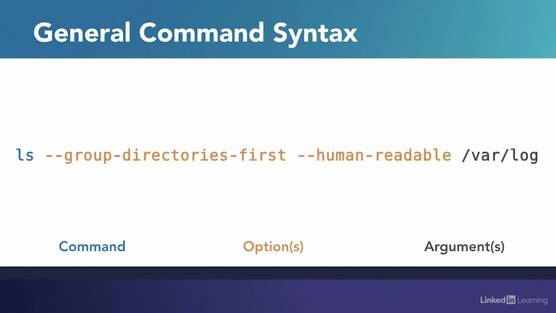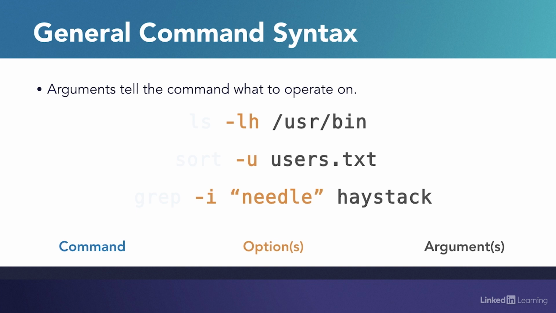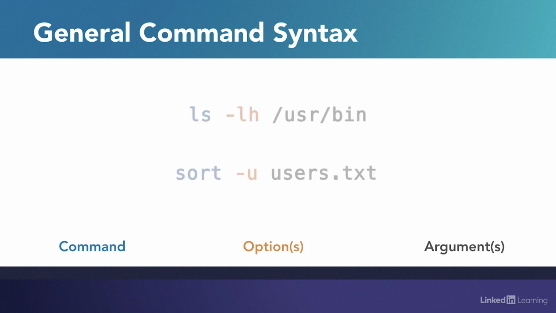Again, don't worry about what each of these options does. Right now, I just want to show you where the pieces go. The last portion of a statement is the argument or arguments. This is where you tell the command what thing to operate on. It's usually a file path or a set of files or folders. In this example, we're telling the ls command to show us the contents of the usr bin folder, and further down, we're telling the sort command to sort a file called users.